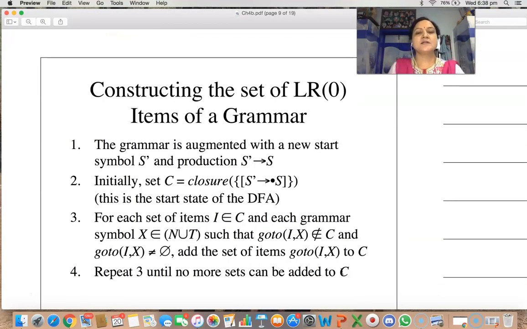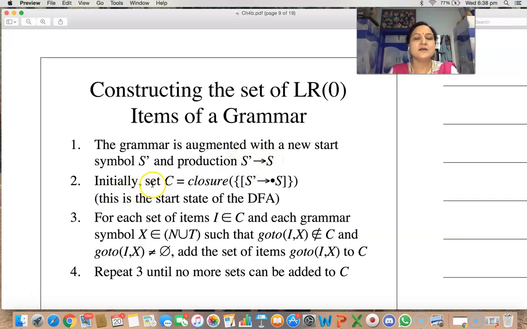Now, how do we construct? The next step is construction of LR0 items. So, how do we construct the LR0 items? We have got an algorithm for that: constructing the set of LR0 items of grammar. Here the grammar is augmented with a new start symbol. We have seen that the reason for augmentation is when we reduce by S dash tends to S dot, we conclude that parsing is complete and successful.